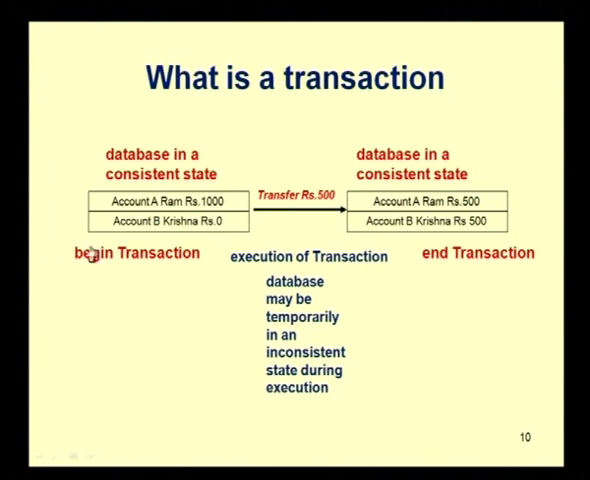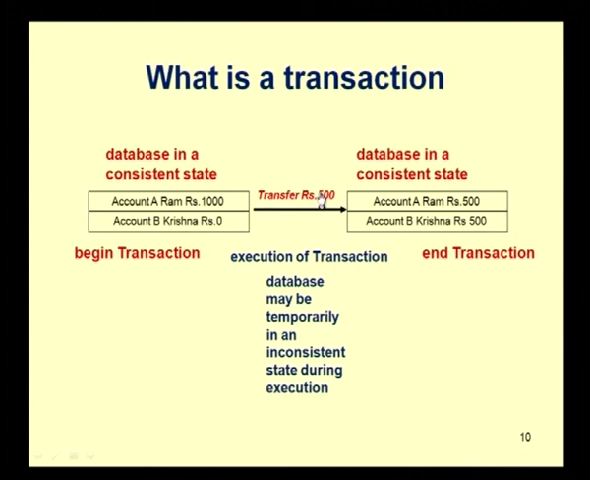Let us look at this again with an example. You have a database in a consistent state where account A belonging to Ram has rupees 1000 and account B belonging to Krishna has rupees 0. Now, this is the state of the database before the transaction began. Now, you must execute the transaction, which is transferring rupees 500.